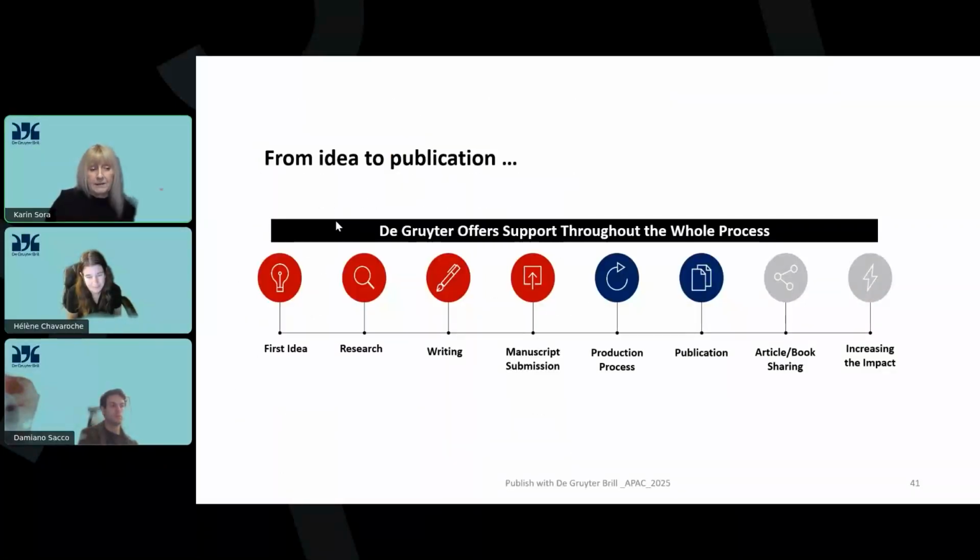From the very beginning, so from the idea till the published book, we are with you. The red bullets are the editorial office, so the editorial supports you from the first idea, then through the writing and the manuscript submission, then it goes over to production and to the publication process, and then marketing and sales picks up. So all the way, De Gruyter offers you support.